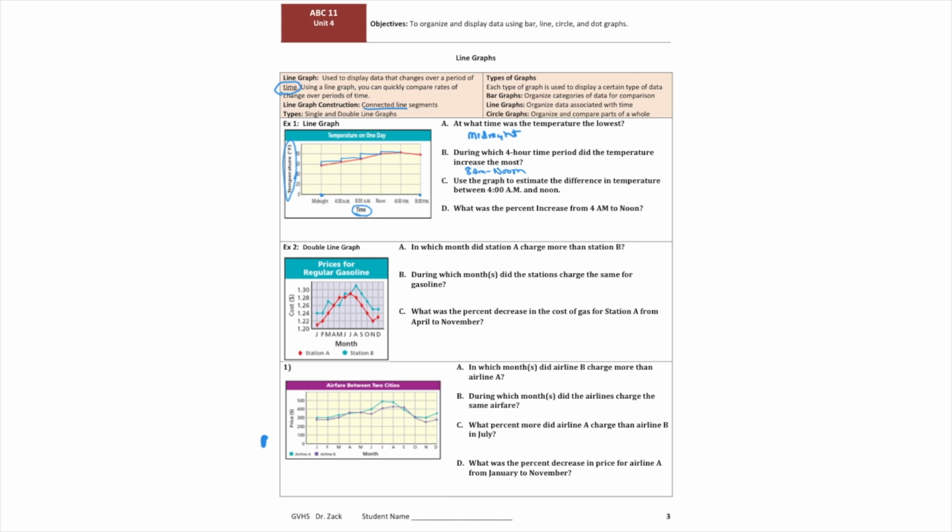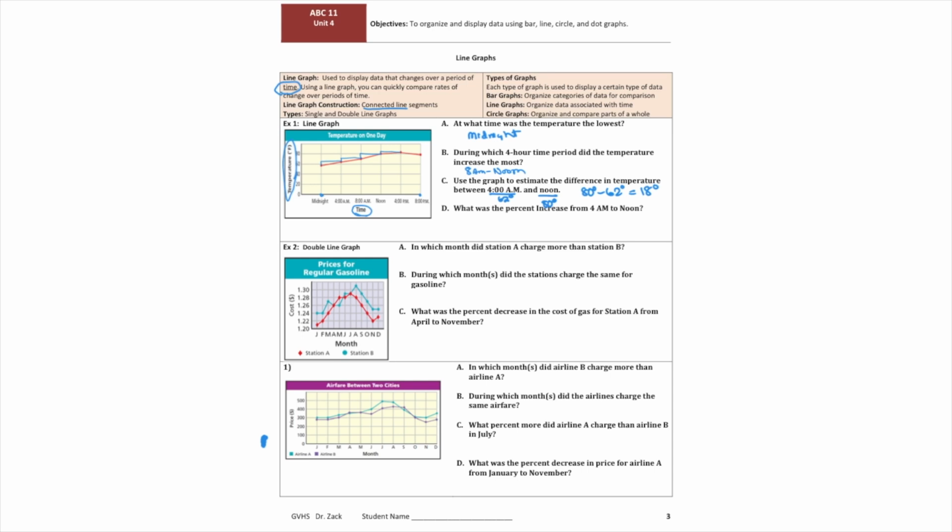For question C, use the graph to estimate the difference in temperature. Difference again means that we're going to subtract, between 4 a.m. and noon. So find the temperature at 4 a.m., and that was 62 degrees. Find the temperature at noon, and at noon we have 80 degrees. Subtract 80 degrees minus 62 degrees and you're left with 18 degrees.